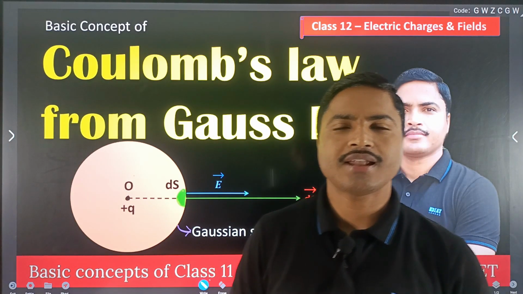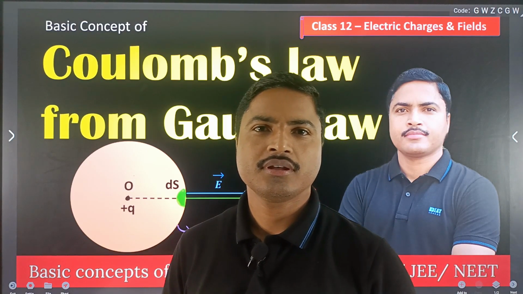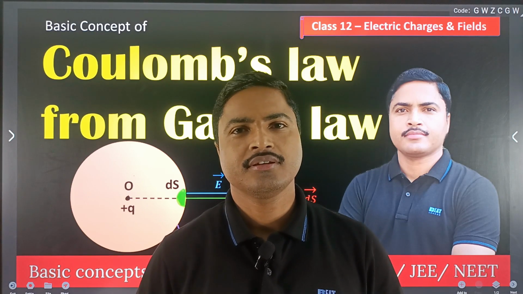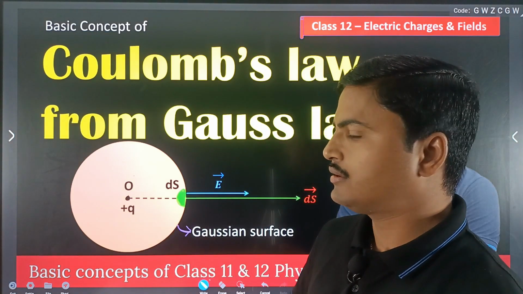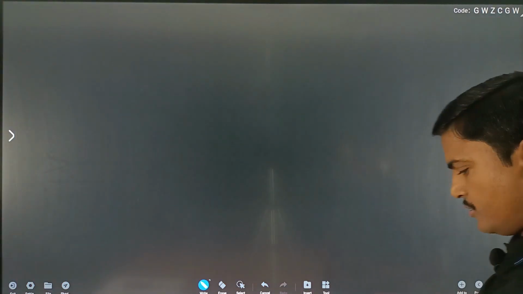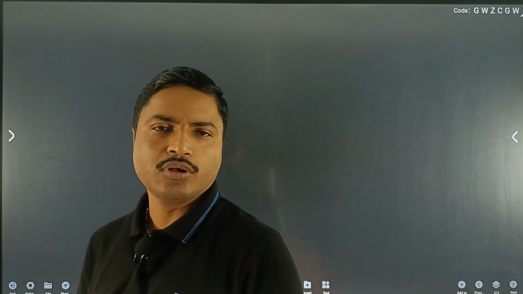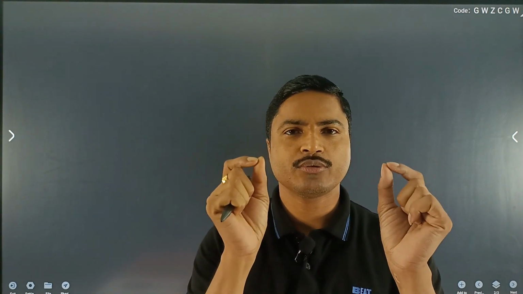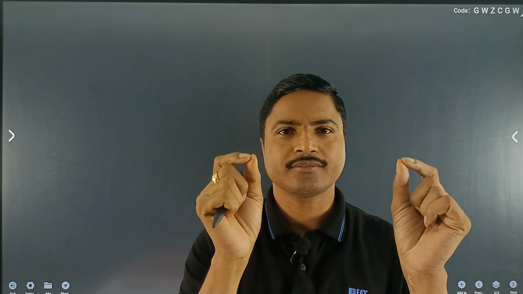Welcome to my class 12 Physics, first chapter, Electric Charges and Fields, and the main point of discussion today is the derivation of Coulomb's law from Gauss law. You know Coulomb's law: the electrostatic force between two point charges is directly dependent upon the magnitude of both the charges and inversely proportional to the square of the distance between the two charges. And you also know Gauss law.